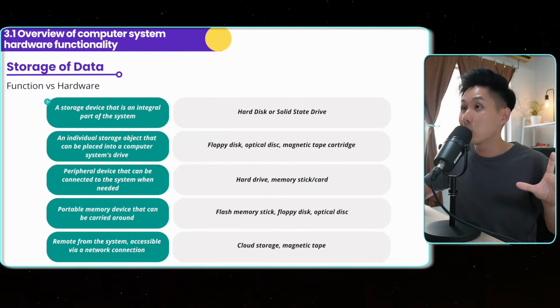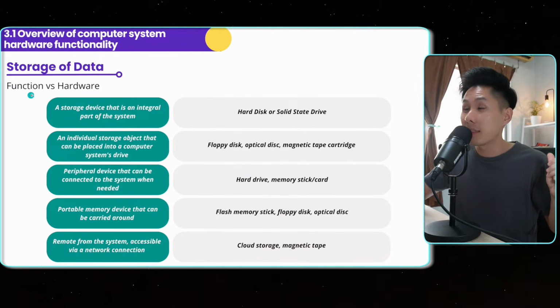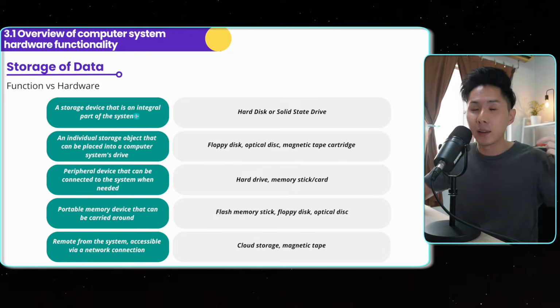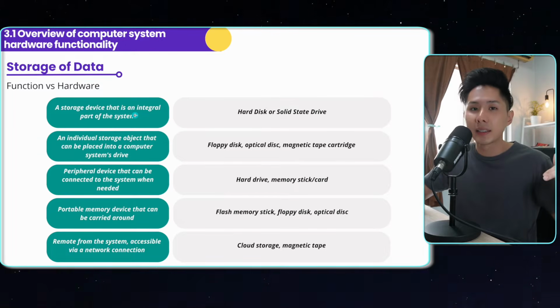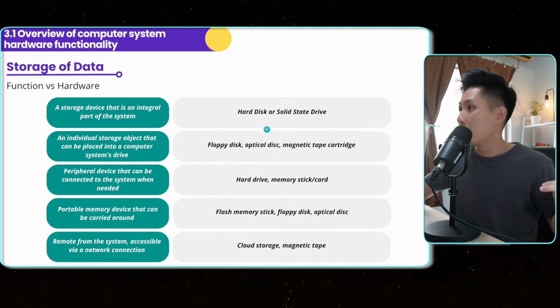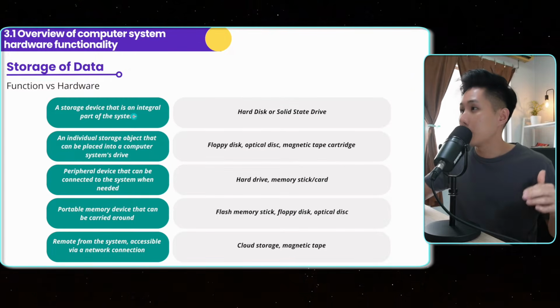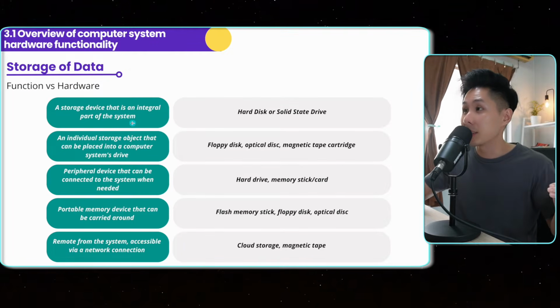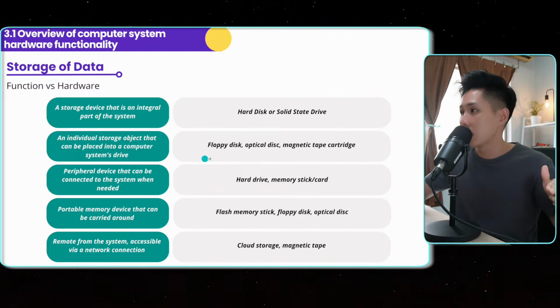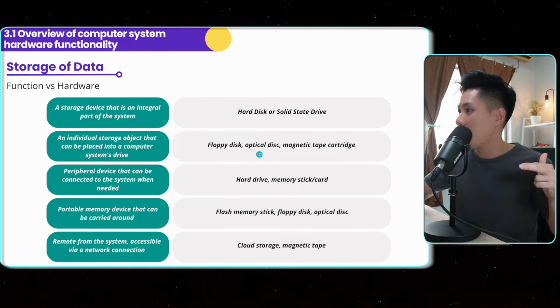Here I have also created a table to compare the function versus the hardware. If you are picking a device to store data, you can use a hard disk or solid state drive, SSD, as a storage device that is an integral part of the system. Whereas for an individual storage object that can be placed, which means it's not attached, you can use a floppy disk, optical disk, or magnetic tape cartridge.